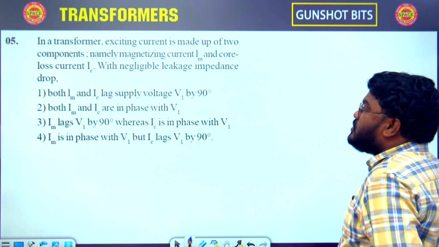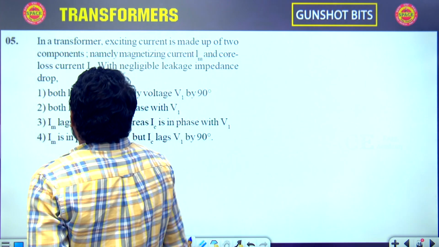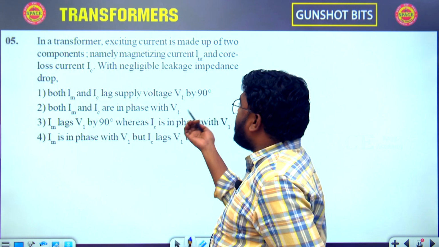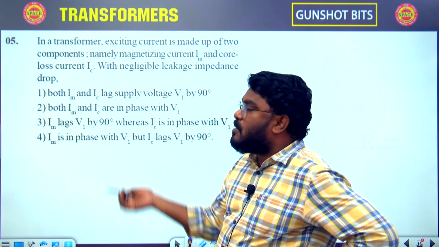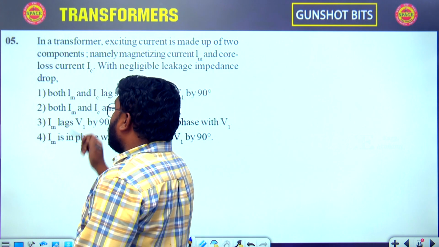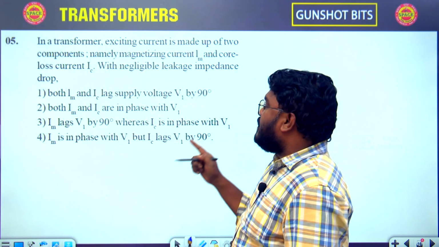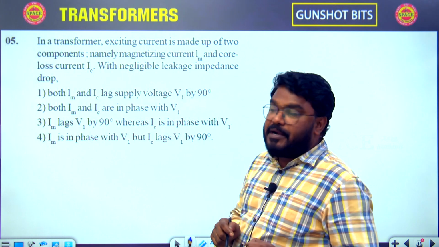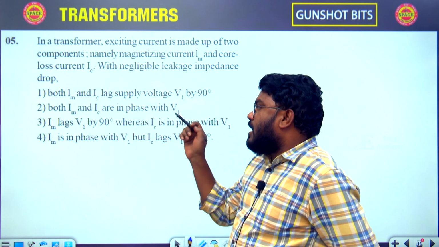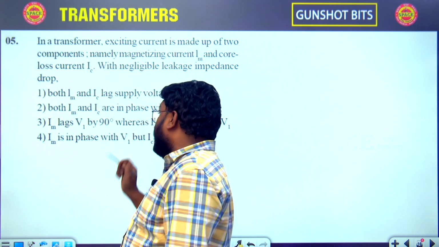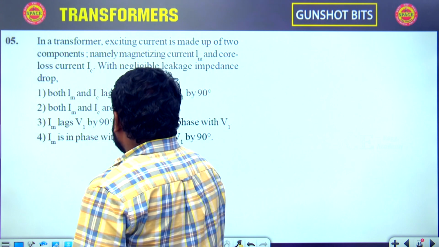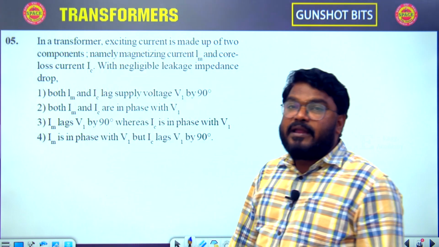Next, let us solve question number 5. In a transformer, the exciting current is made up of 2 components, namely the magnetizing current Im and the core loss component Ic. With negligible leakage impedance drop, option 1: both Im and Ic lag the supply voltage V1 by 90 degrees. Option 2: both Im and Ic are in phase with V1. Option 3: Im lags V1 by 90 degrees whereas Ic is in phase with V1. Option 4: Im is in phase with V1 but Ic lags V1 by 90 degrees.